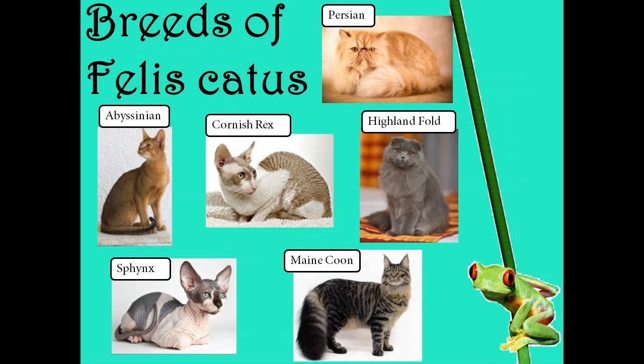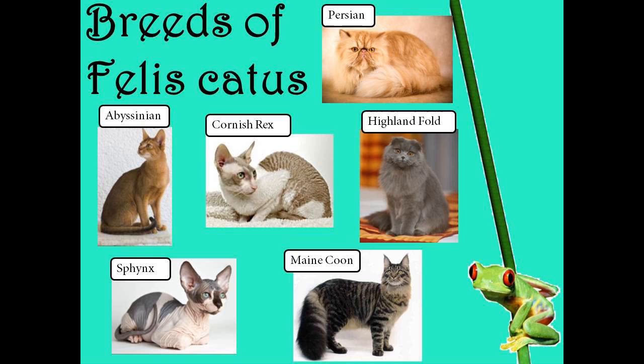So Abyssinians are a breed of cat. They're all this red color. They have angular faces and really big ears. Sphinxes. Now this is a mammal, so does it have hair? It does. It just has very little hair. Cornish Rex are sort of an in-between. They have some hair. It's kind of wavy. Maine Coons are your biggest breed of domestic Felis catus.